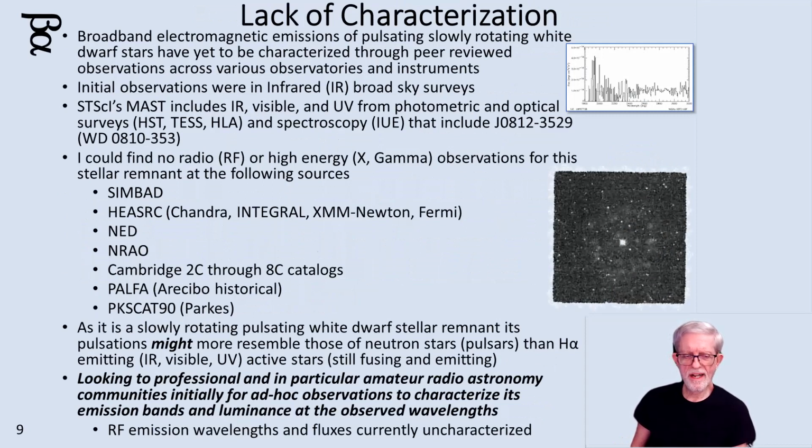The Space Telescope Science Institute archive includes infrared, visible, and ultraviolet data from photometric as well as optical surveys, and some spectroscopy from the International Ultraviolet Explorer. And you can look it up either by its J number or by its white dwarf identifier.